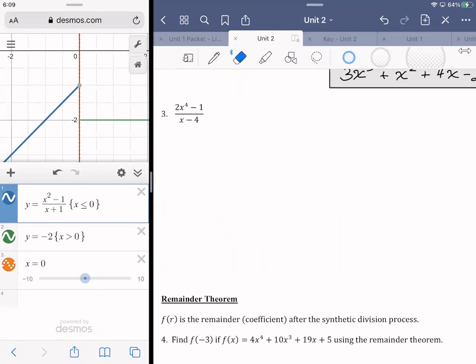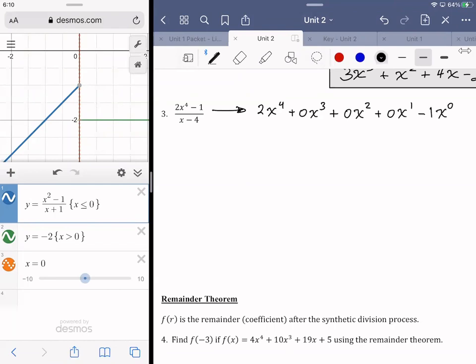What we're going to do here is rewrite that 2x to the fourth minus 1. We're going to rewrite it accounting for every possible exponent from a power of 4 down to a power of 0. So in this case, we're going to say 2x to the fourth. There's no x to the third there, so it must have had a coefficient of 0. There's no x to the second, so that must have had a coefficient of 0 also. There's no x to the first, so that must have also had a coefficient of 0. But then finally, we have that -1.